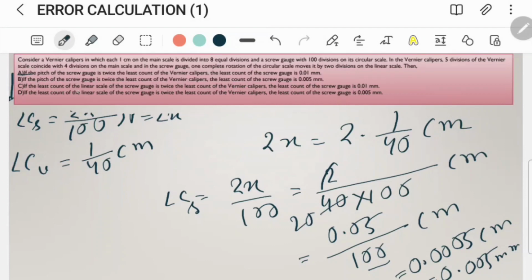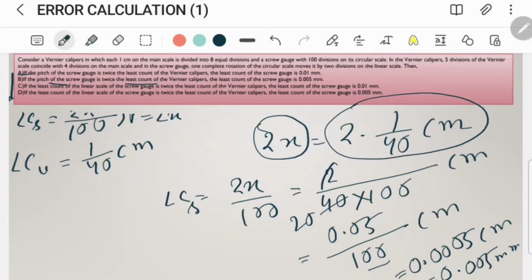Going on to the second option, if the pitch of the screw gauge is twice that of the least count, so the same condition, then the least count of the screw gauge is 0.005 millimeter, which is true. So this option is true.